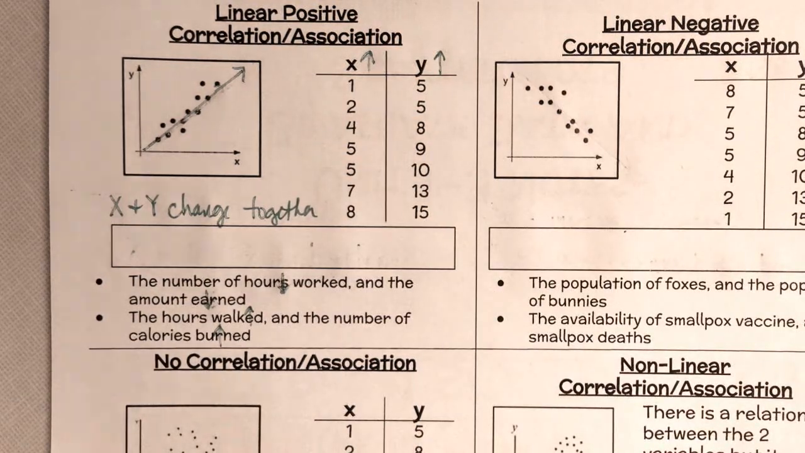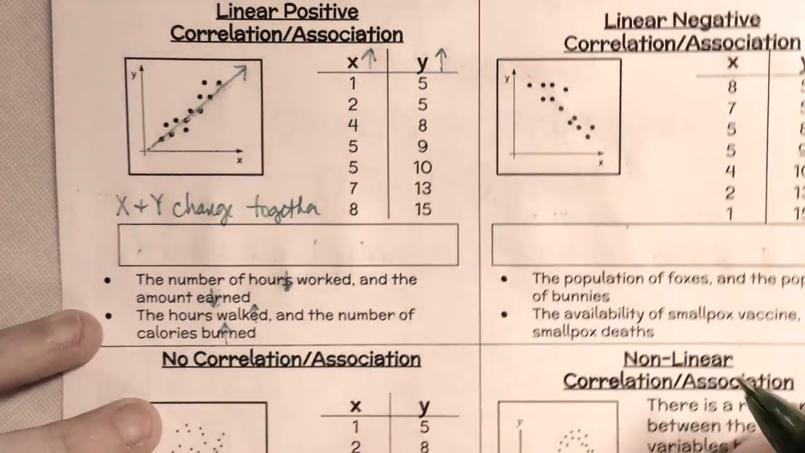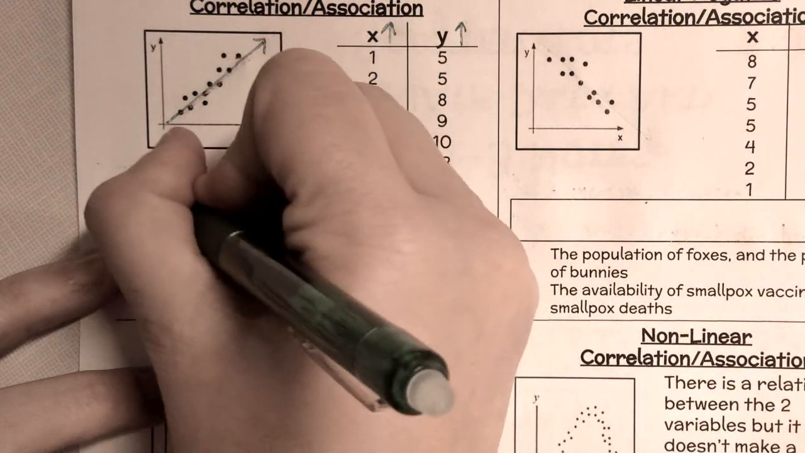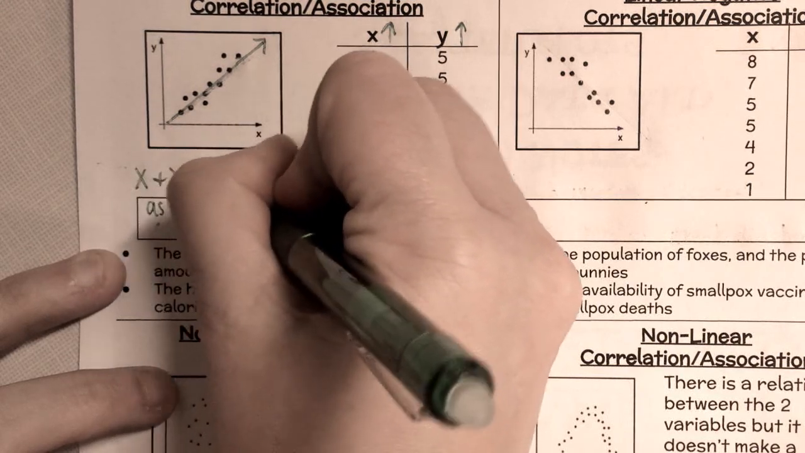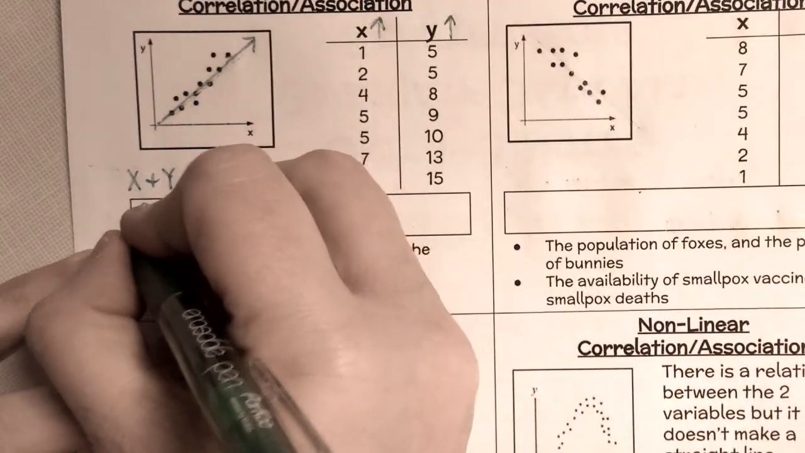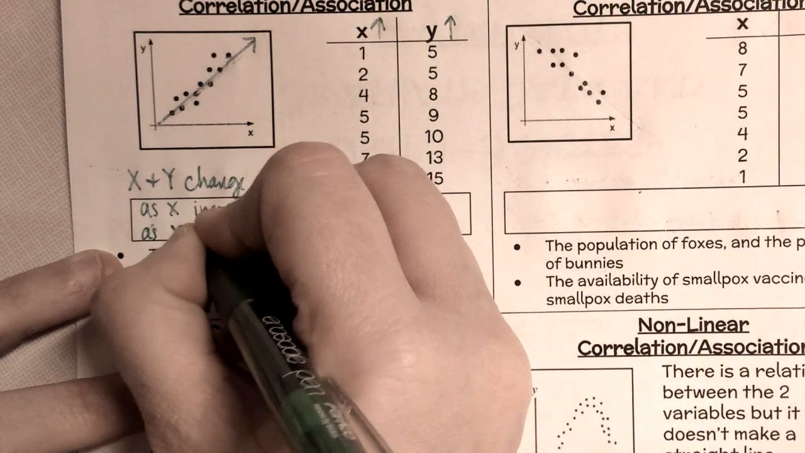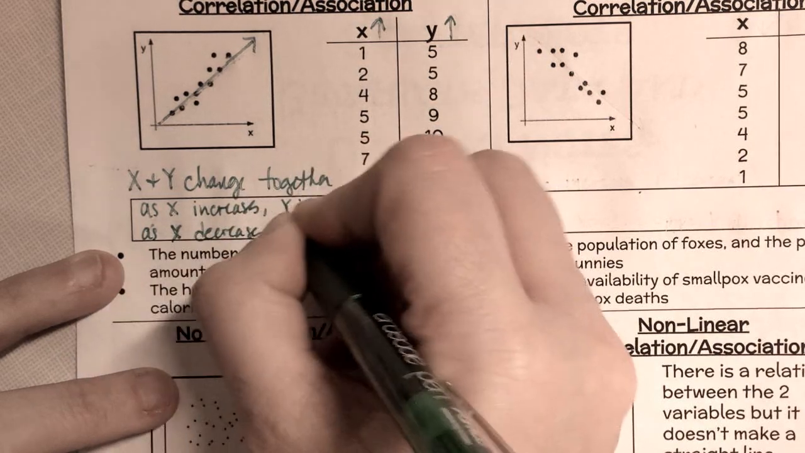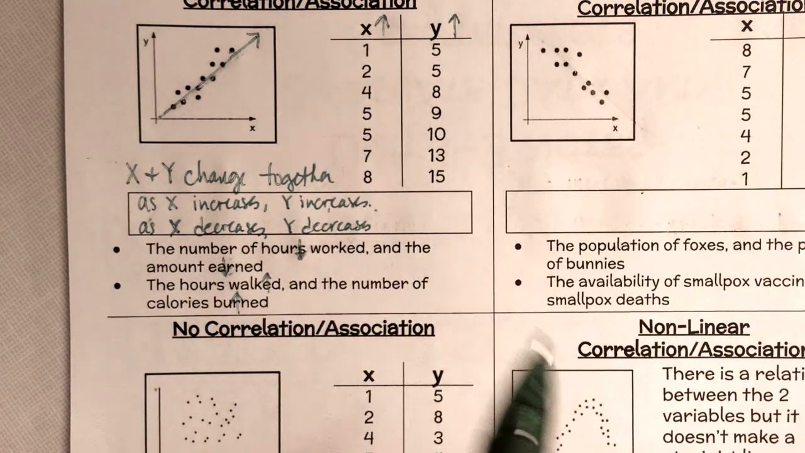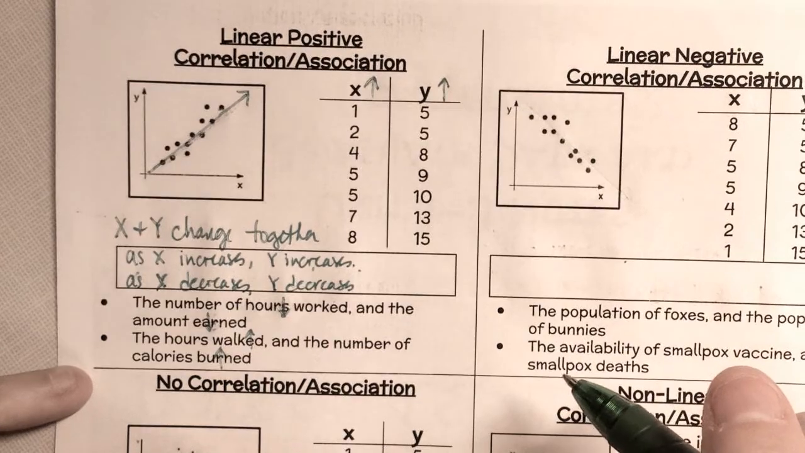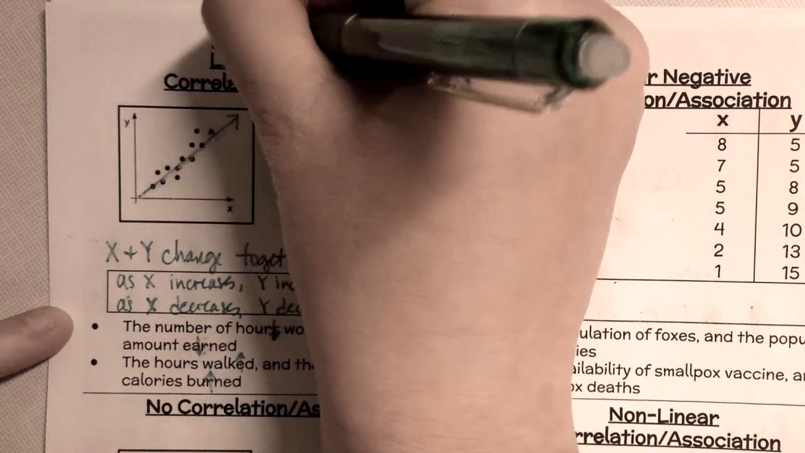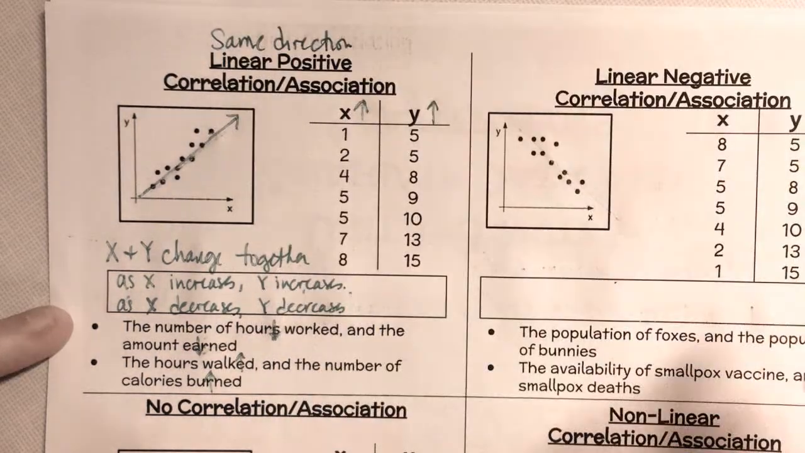They're moving in the same direction. So some of the statements that we could see, because they'll give us a statement, might be: as x increases, y increases. We might see as x decreases, y decreases. So what we're going to see is them moving in the same direction when it's a positive correlation. The best way I can say it is same direction. Okay, that's my positive correlation.